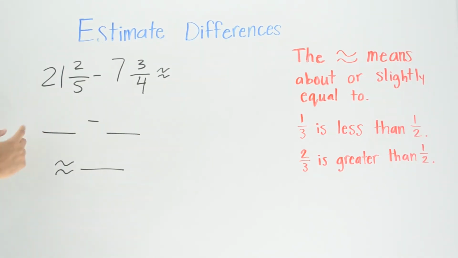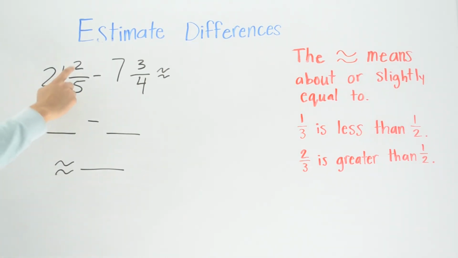And in this problem we have 21 and 2/5 minus 7 and 3/4. Go ahead and pause the video and try to solve it on your own. And after you solve it, press play and see if you have the same answer.